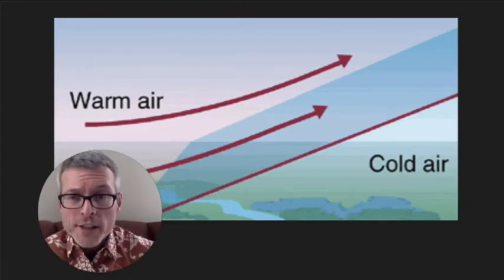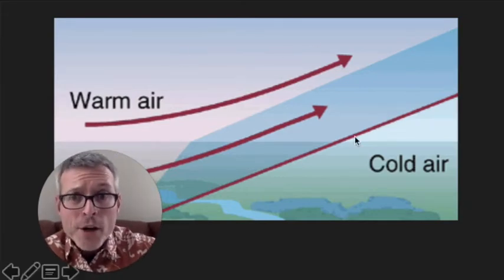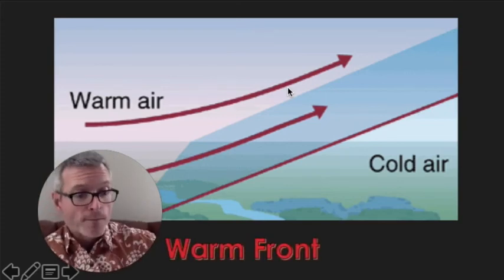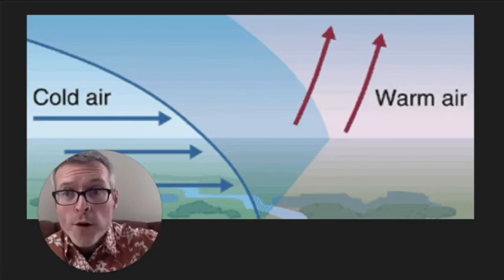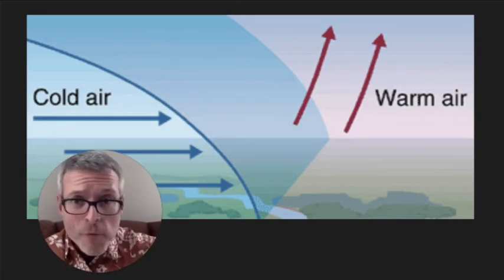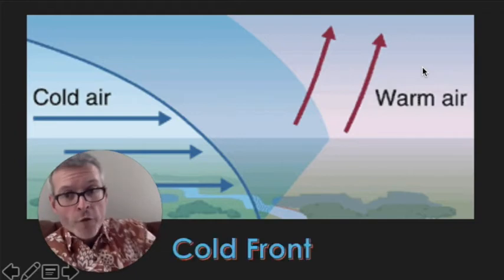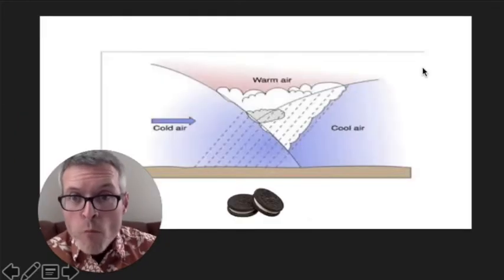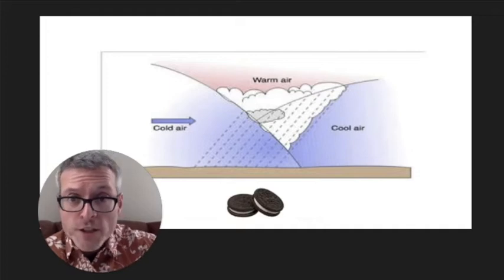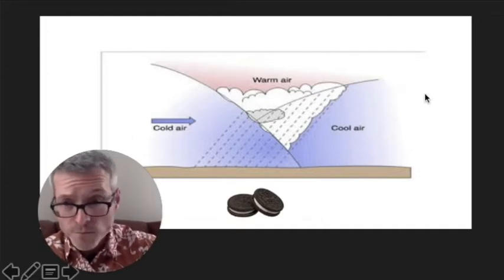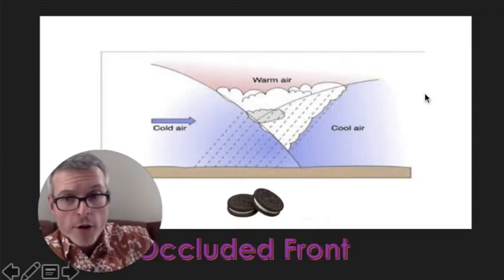What type of front is formed when we have warm air sliding up and over cold air, forcing the cold air out of the way? Warm front. What if we have cold air sliding in, forcing warm air up and out of the way? Cold front. This one is when we have warm air trapped between 2 cold air masses. Correctamundo, occluded front.